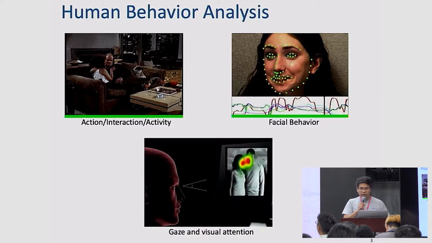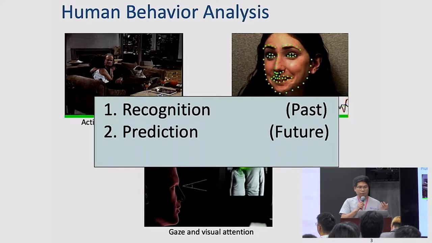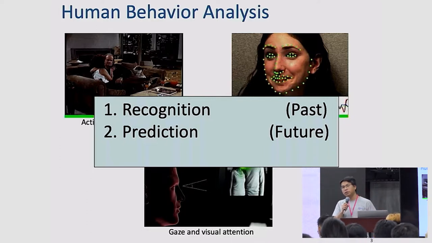I'm also interested in attentional behavior. Essentially, what part of an image or video attracts visual attention, and how do I predict and manipulate visual attention? By analysis, I mean the problem of recognition and prediction. Recognition means recognizing something that already happened in the past: given a video, recognize what occurred in the video. Prediction is, given what happened until now, predicting the future. But prediction is a difficult problem because human behavior is very stochastic.